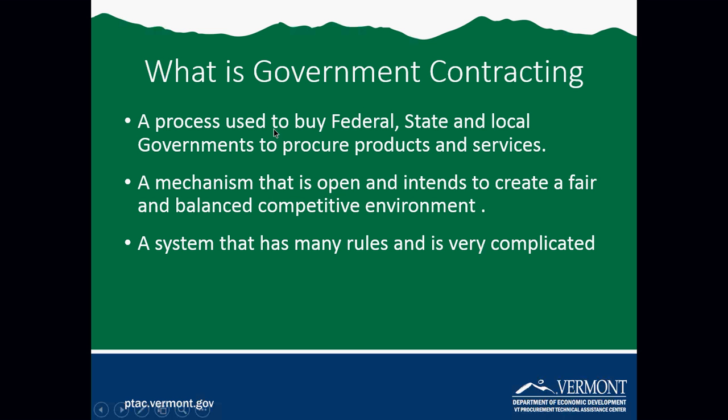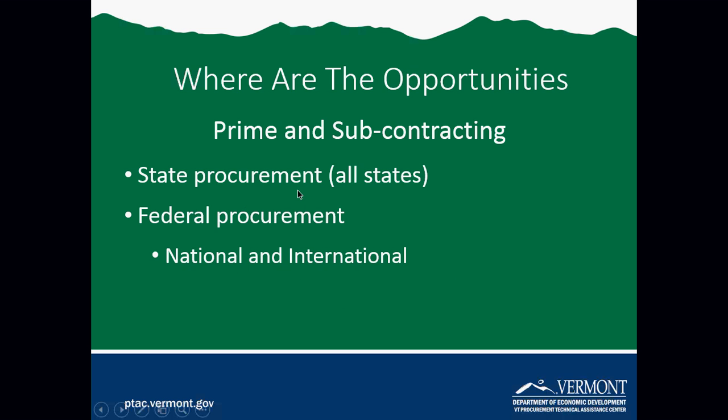What is government contracting? It's a process used by federal, state, and local governments to procure products, to buy, basically. A mechanism that's open and is created to be fair. One of the things that has been constantly reviewed and looked at is making sure that things are fair to small businesses and that large businesses don't gobble up all the contracts.